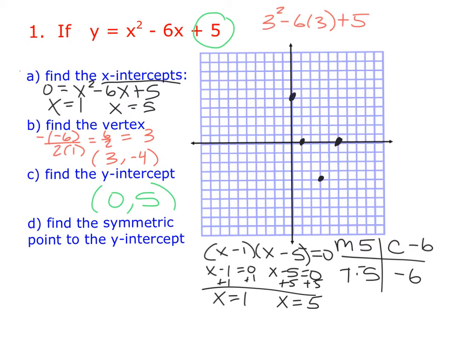All right, so now the symmetric point of the y-intercept is what we get if we reflect it over the axis of symmetry. Remember, the axis of symmetry goes through here.